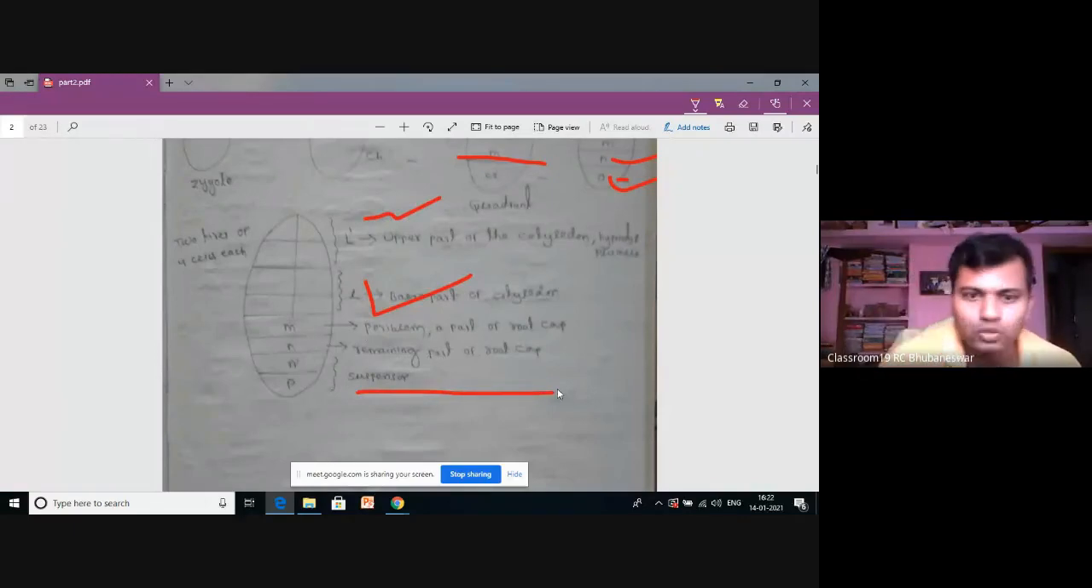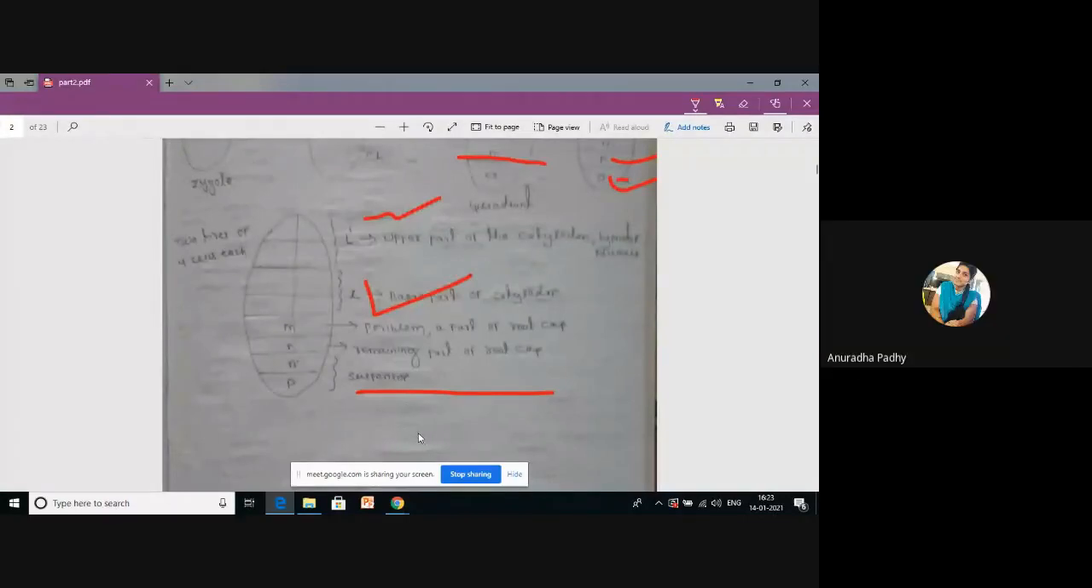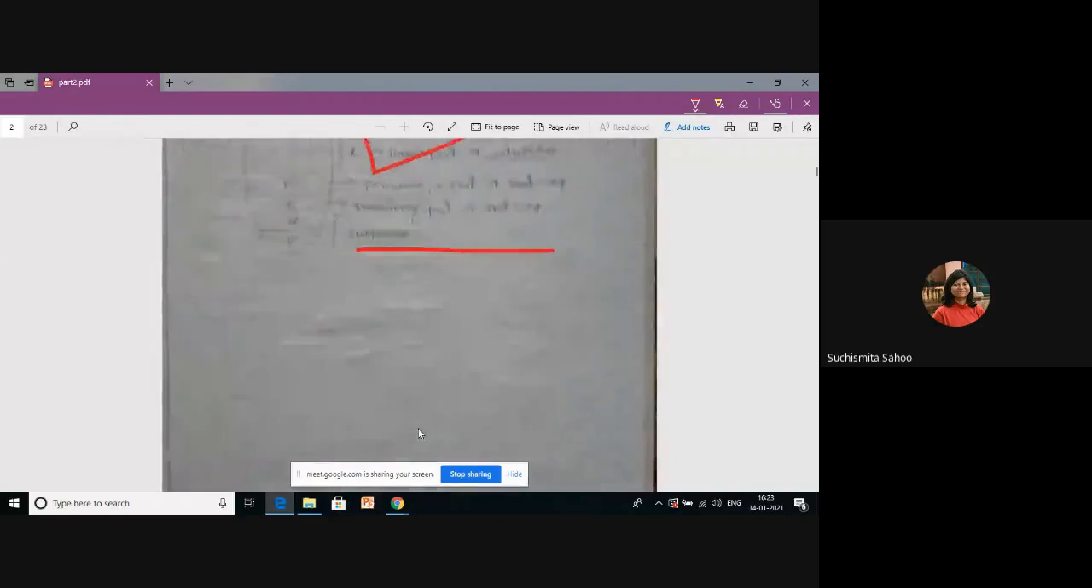The suspensor always pushes the embryo into the endosperm to draw the food material. Okay. Hello. Yes, sir. Yes, sir. Okay.